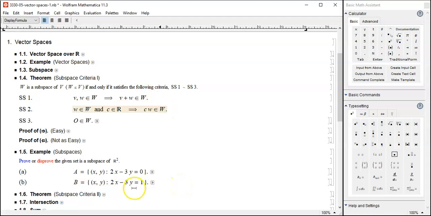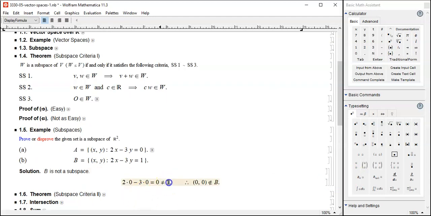Considering these two, well, that's going to be hard, but before anything, do this one first. Plug in 0, what do you get? x is 0, y is 0, what do you get? Just plug those in. You get this. 0 is equal to 1, so no. 0 does not belong to B, so B is not a vector space.